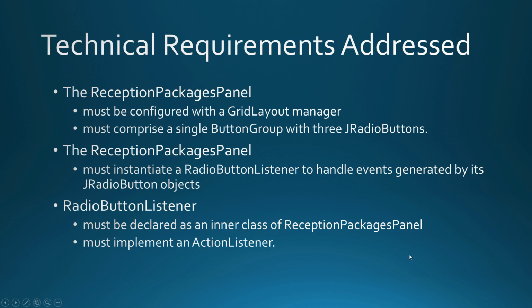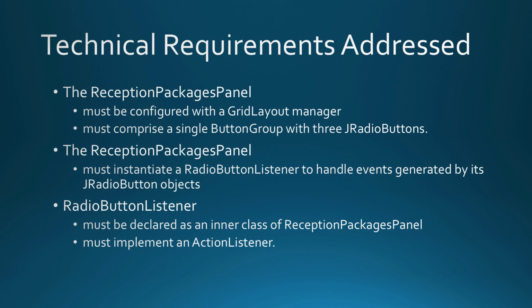So the technical requirements we're going to address: the reception packages panel has to be configured with a grid layout. So we're going to lay out those radio buttons in basically a 1-column grid. And we're going to also group them together so that the user can only select one radio button at a time. So we'll use a button group for those.